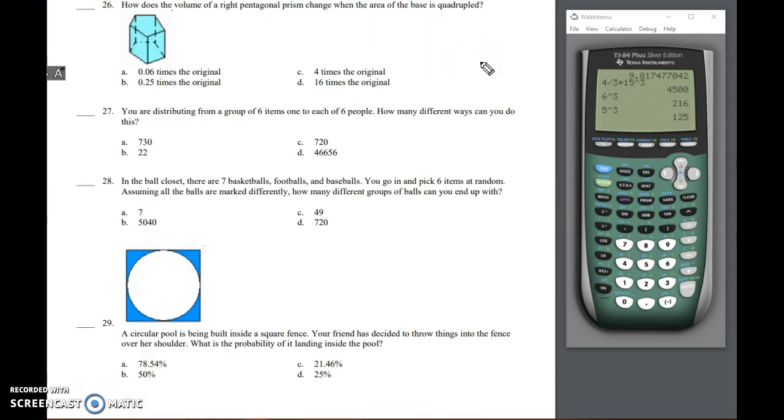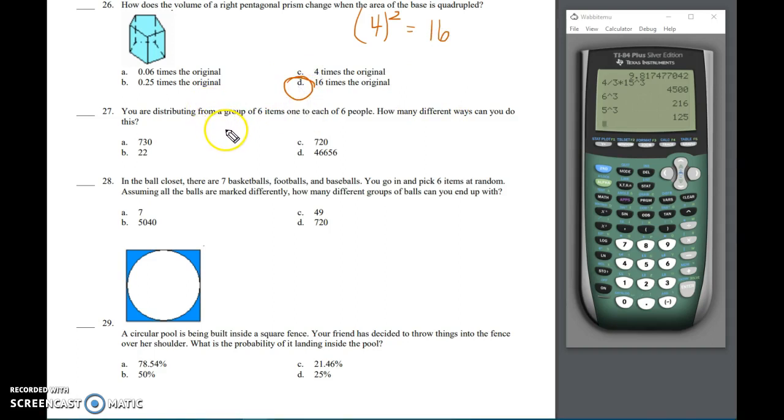26. How does the volume of a right pentagonal prism change when the area of the base is quadrupled? Okay, so just the base is quadrupled, not all of it. Okay, so then that's just going to be 4 times. So the area is squared, so that means it's going to change by 16. It's going to be 16 times the original.